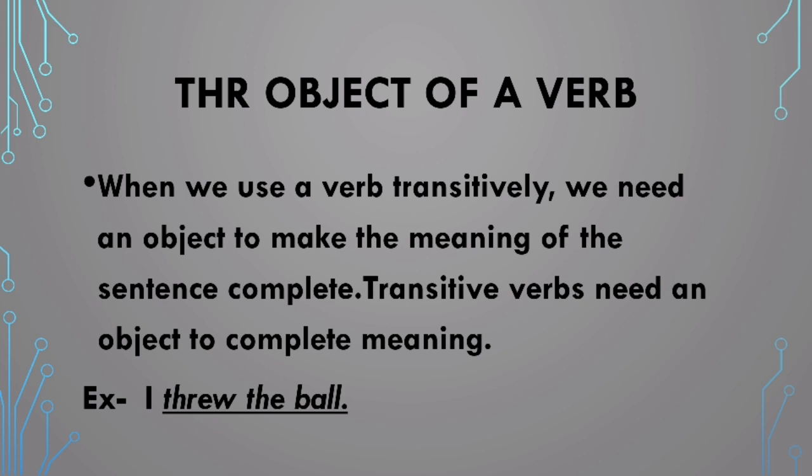अच्छा, इस sentence में अगर सिर्फ होता I threw, so incomplete meaning आ रहा है. But अगर है I threw the ball, so the ball यहाँ पे threw को एक complete meaning दे रहा है, right? So transitive verb is threw here and the ball is helping that to complete its meaning. So the ball is the object here which is required to complete the meaning.